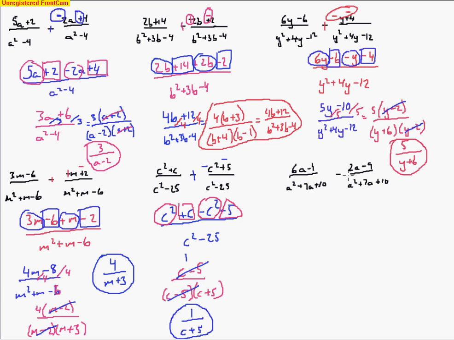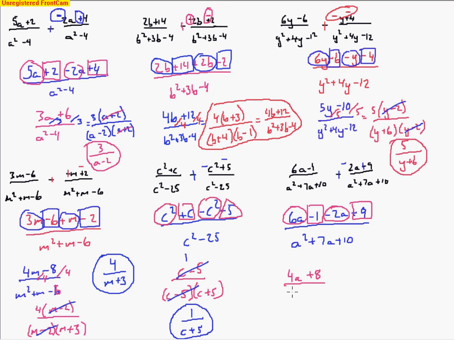Last one here, change that subtraction to addition and switch these signs to their opposite. So let's see what we've got. We've got a 6a minus 1 minus 2a plus 9. And down below that we've got our trinomial, a squared plus 7a plus 10. From there we can just collect like terms. We've got a 6a here, a negative 2a here, so that gives us 4a. Here we have a negative 1 and a positive 9, so that ends up giving us positive 8.